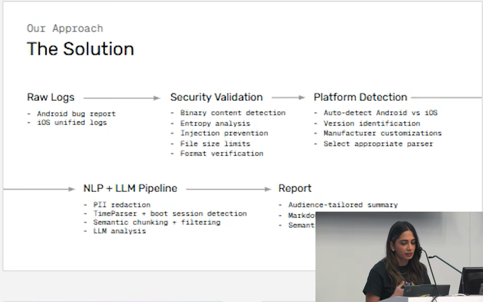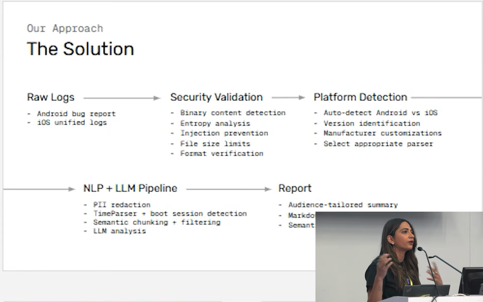Then we apply semantic chunking, and what that means is we don't split these files into random pieces by size or line count. For example, if you were deciding to split every 10,000 lines, you would probably end up cutting a stack trace in half. Or you might separate a crash log from all of the events around it, and then you would lose a lot of context. So what we actually do is group full stack traces, crashes, or security events into coherent units. And then we prioritize high signal sections.